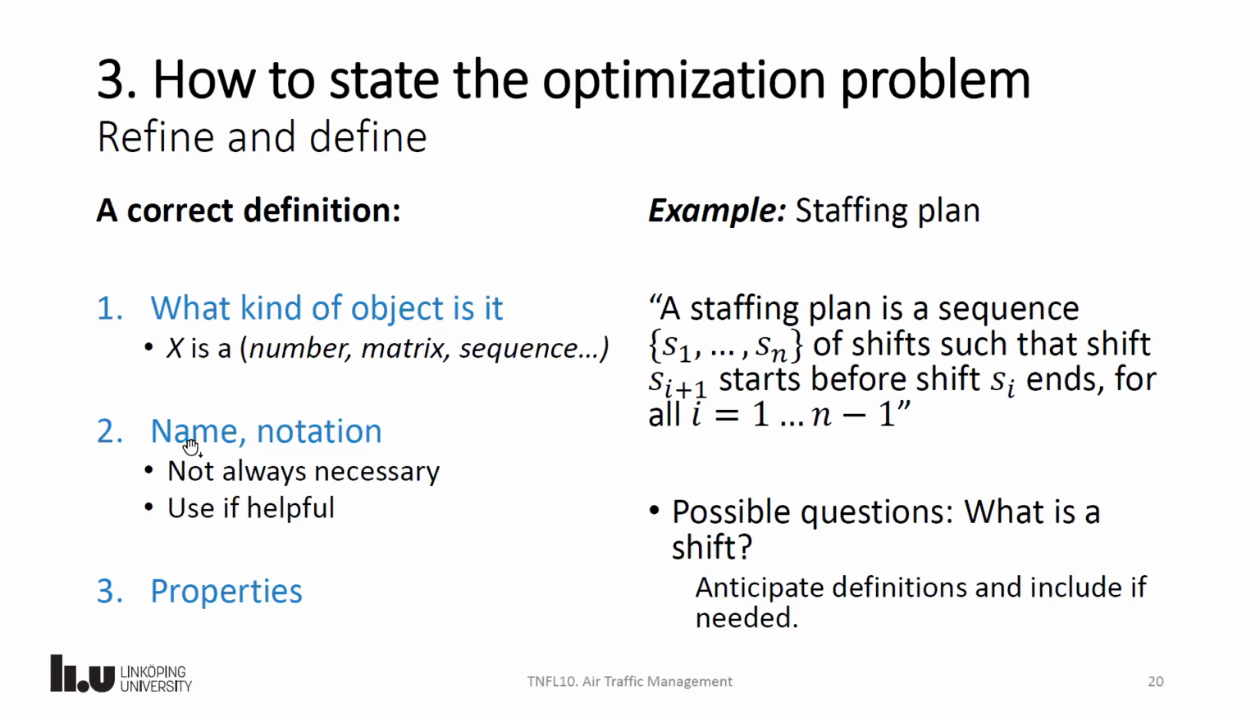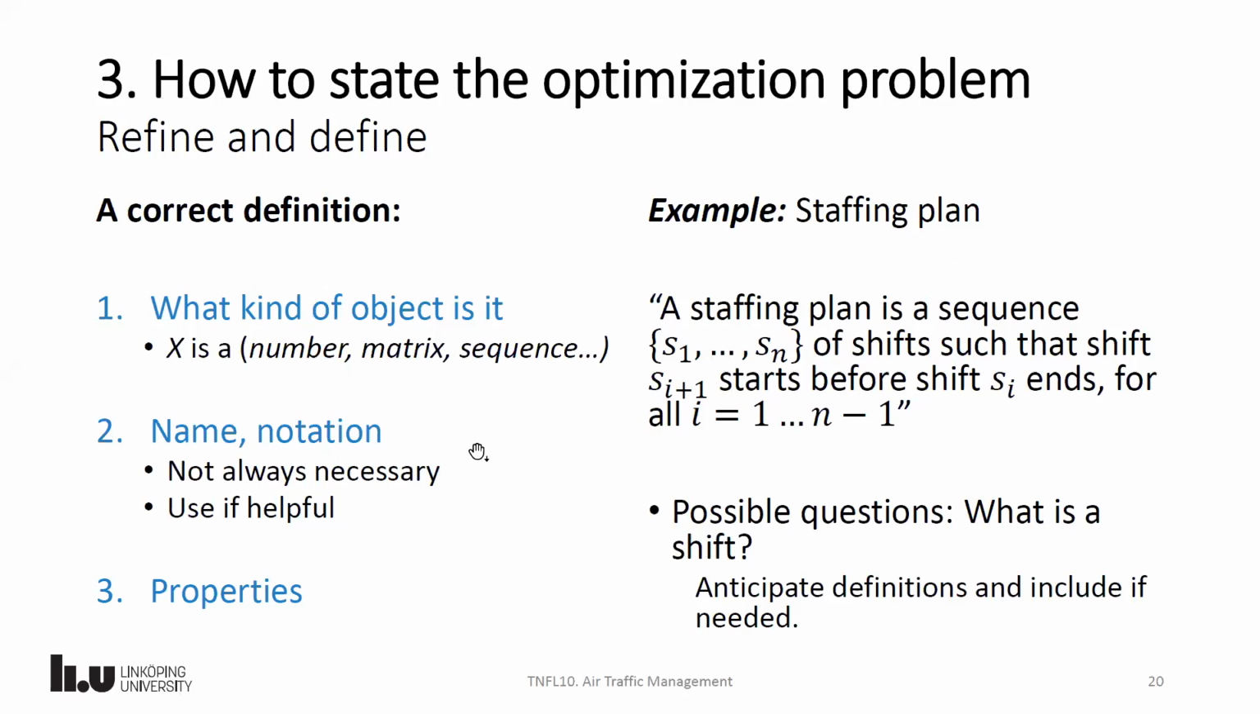Then you can add some name or notation. It's not always necessary, but you should use it if it's helpful. For example, in here, the notation for the sequence of shifts is S1 to Sn. So the shifts have a nomenclature, which is S, but the staffing plan has not been given a name, like a mathematical variable or anything. So just use those notations if they are helpful.